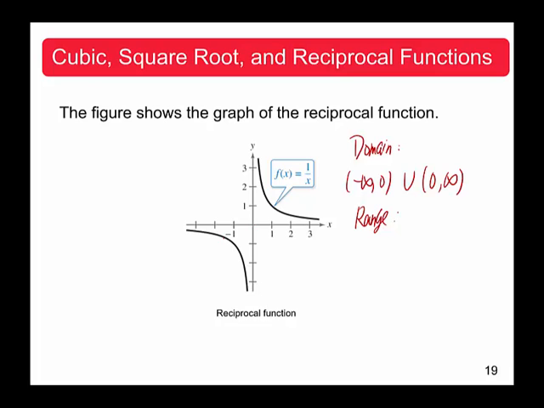You see this, both the x-axis and the y-axis are asymptotes. The x-axis is the horizontal asymptote for the reciprocal function, and the y-axis is the vertical asymptote.